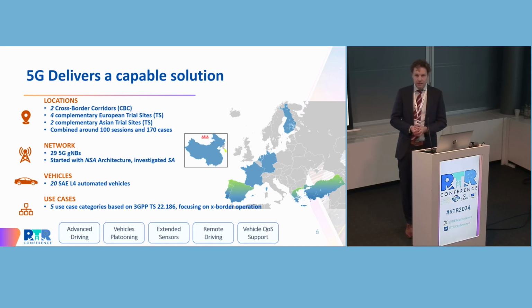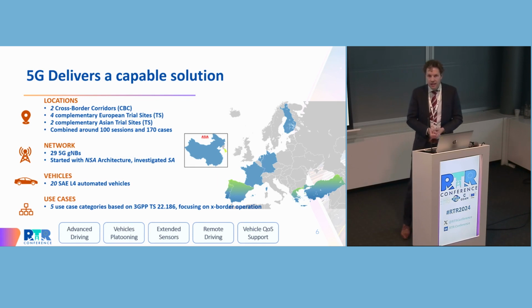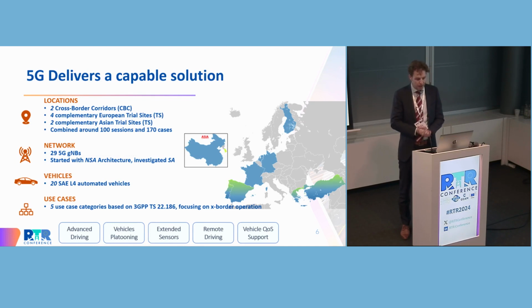And we used the 5 use case categories of 3GPP. So, for example, advanced driving had a lane merge use case. Vehicles platooning had a platooning use case, of course. Extended sensors would be the pedestrian that comes into view directly in front of your car. Remote driving was actually remote driving and teleoperation, which are slightly different. And the vehicle quality of service support, for example, predictive quality of services that we used.